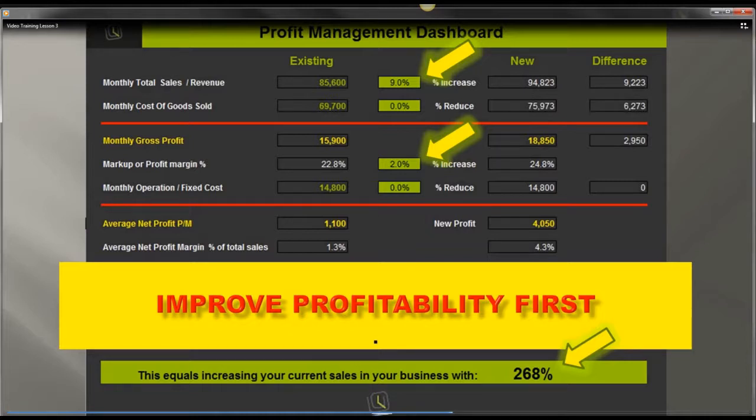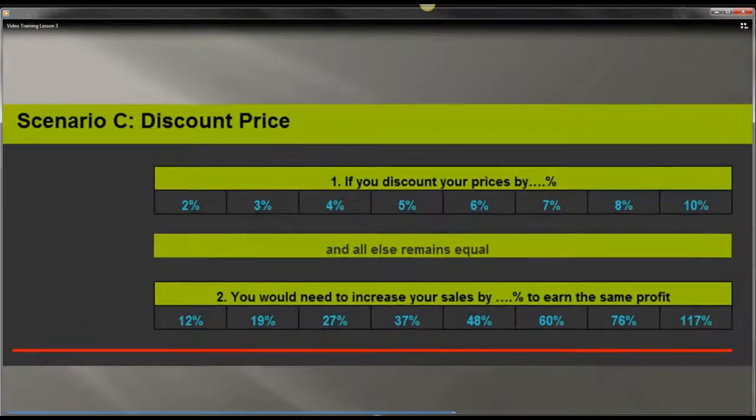The last point that I would like to make is to stop discounting. It really kills your profitability. Rather add more value. Look at the impact it has on this business example. If you discount your prices with 2%, you have to increase your sales with 12% just to make the same profit. If you discount your prices with 5%, you need to increase your sales with 37% just to make the same profit. And if you discount your prices with 10%, you have to increase your sales with 117% to make the same profit. As you can see, it's not worth it to discount your prices.